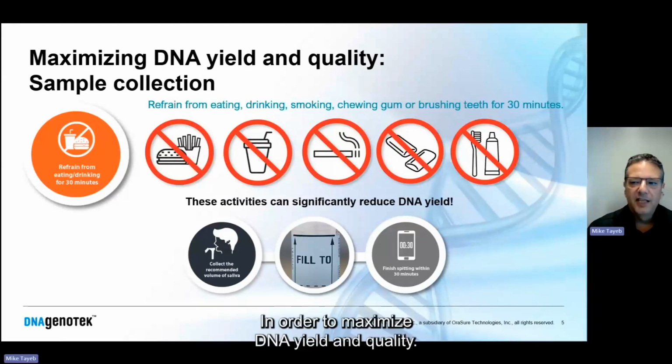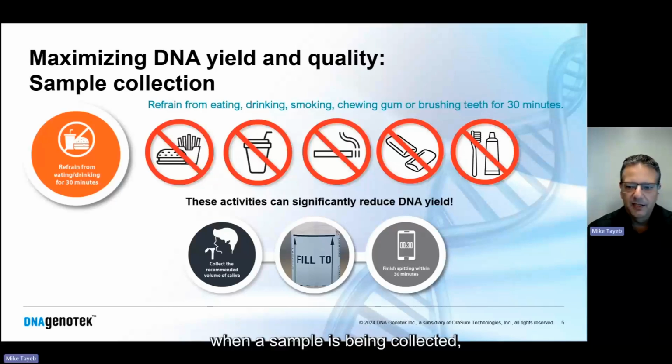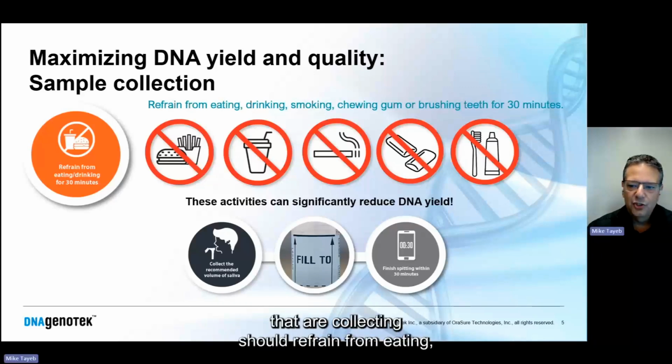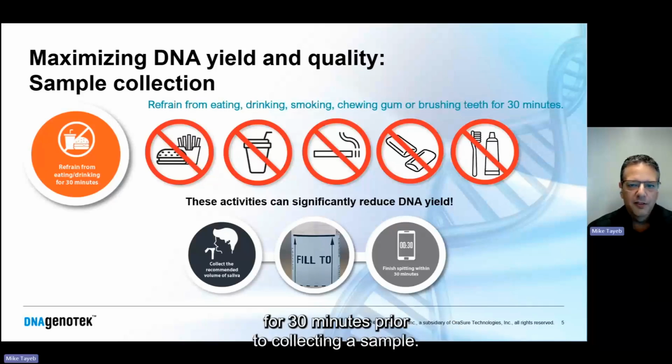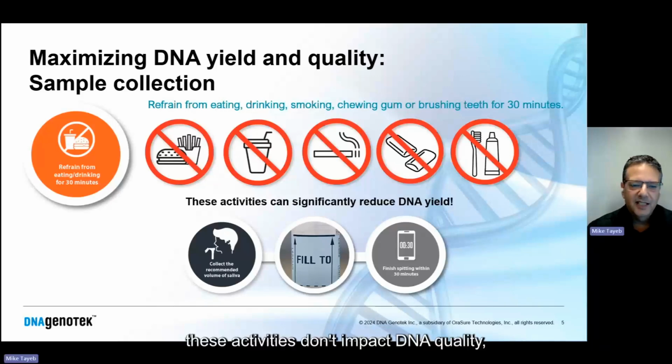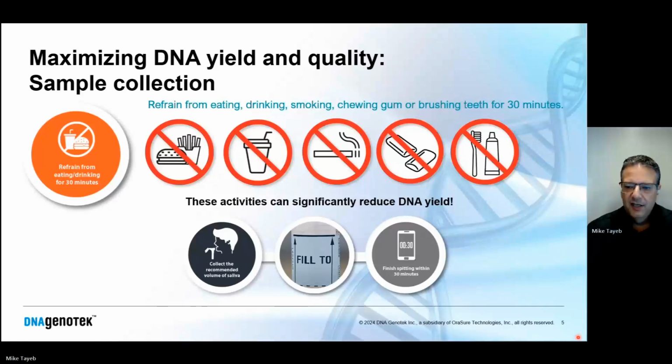In order to maximize DNA yield and quality, there's a few simple rules that we recommend be followed when a sample is being collected. First of all, people that are collecting should refrain from eating, drinking, smoking, chewing gum, or brushing their teeth for 30 minutes prior to collecting a sample. These activities don't impact DNA quality, but they can significantly reduce DNA yield.